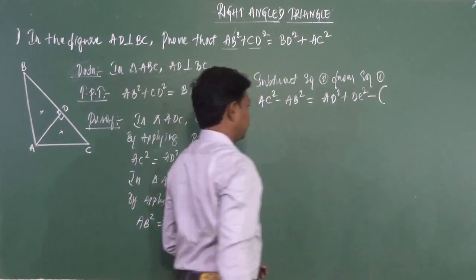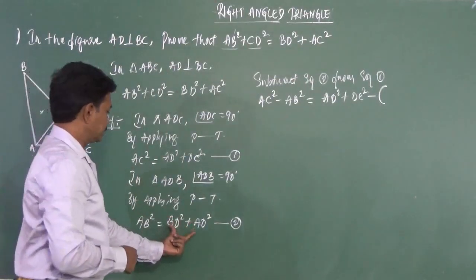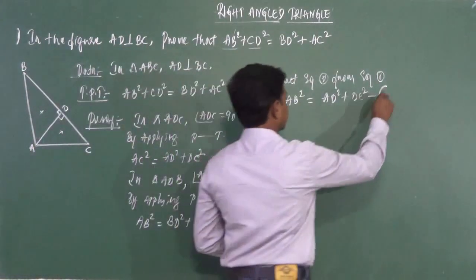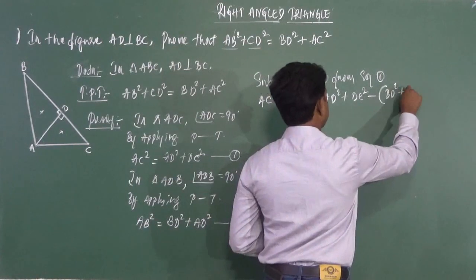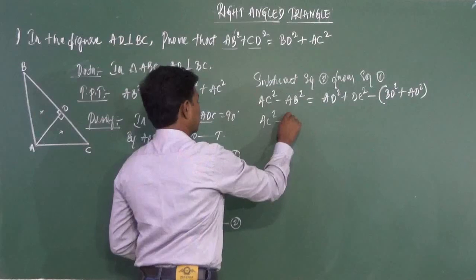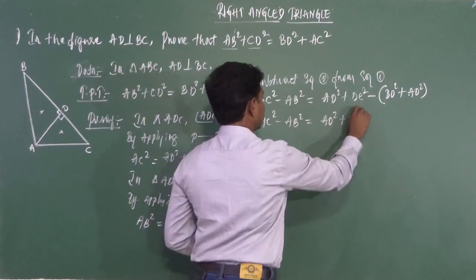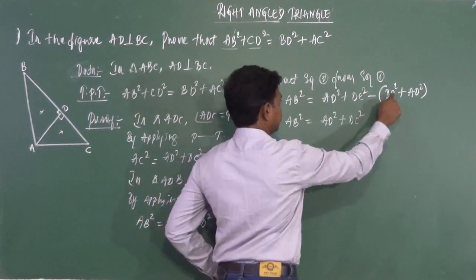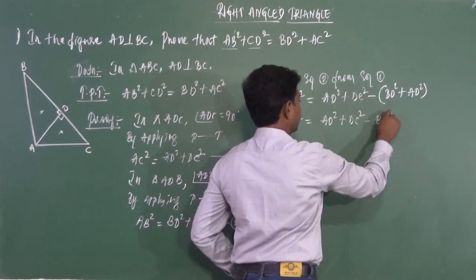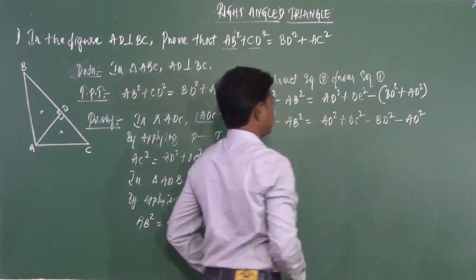minus, as it is a binomial, we are writing in the next step. Therefore, we have to open a bracket there. So that is BD square plus AD square. Okay. So AC square minus AB square is equal to AD square plus DC square minus into plus BD square is minus BD square, minus into plus is minus AD square.